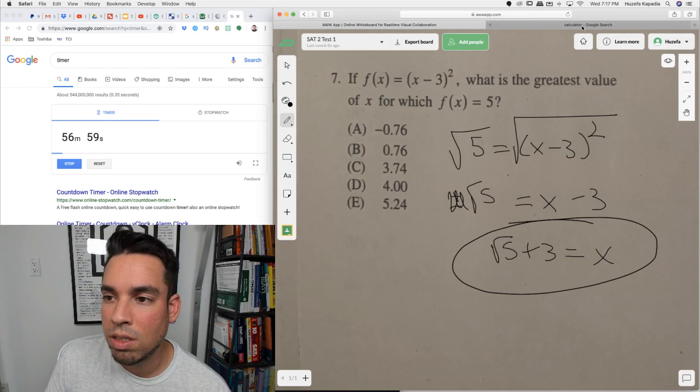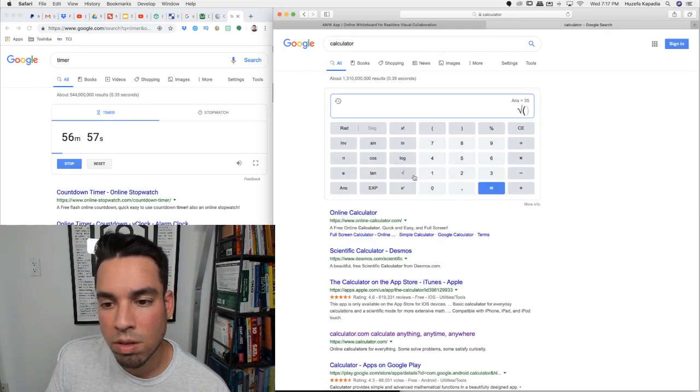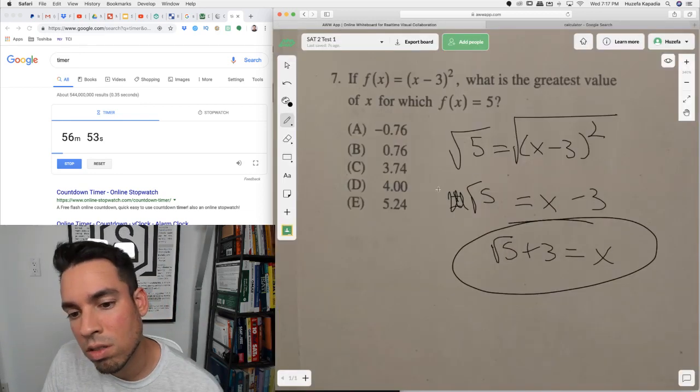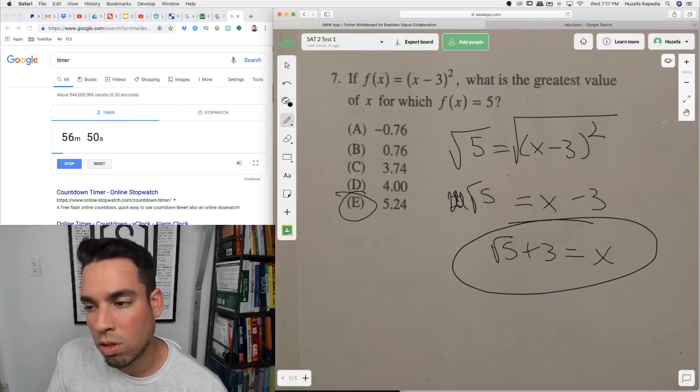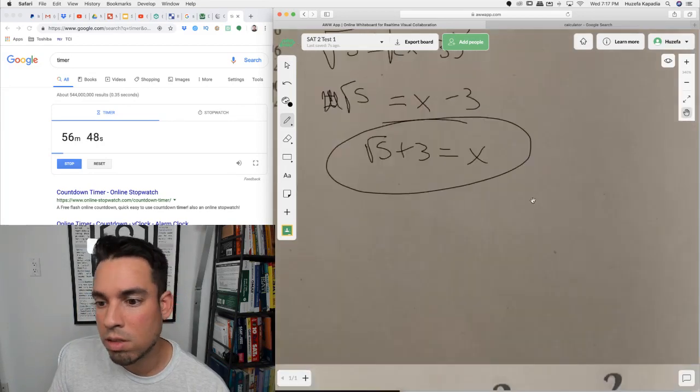And let's see what it equals. Square root of 5 plus 3 equals 5.236. 5.24 is the closest. All right, nice.